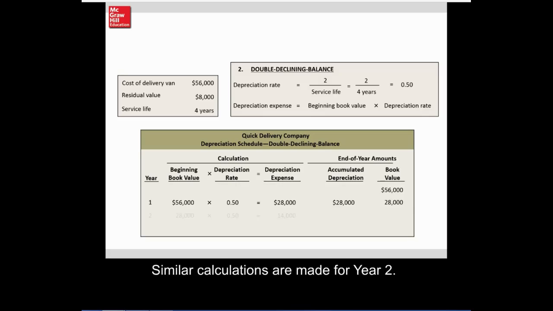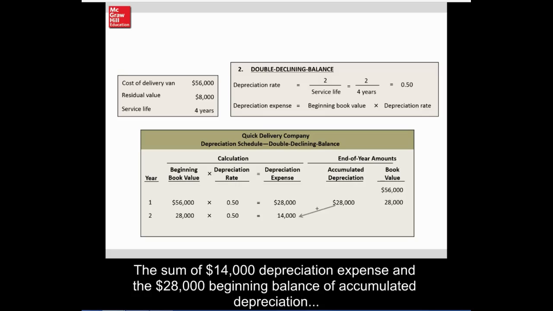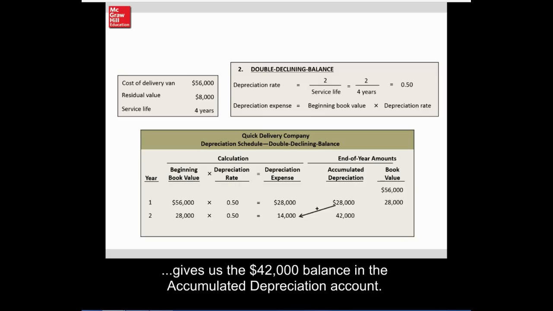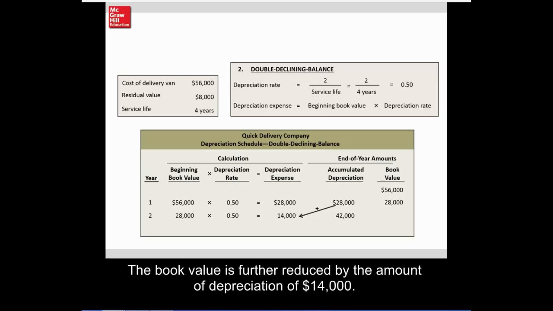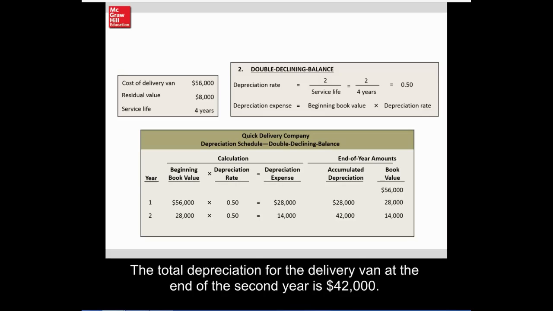Similar calculations are made for year 2. The depreciation expense is $14,000. The sum of $14,000 depreciation expense and the $28,000 beginning balance of accumulated depreciation gives us the $42,000 balance in the accumulated depreciation account. The book value is further reduced by the amount of depreciation of $14,000. The total depreciation for the delivery van at the end of the second year is $42,000.